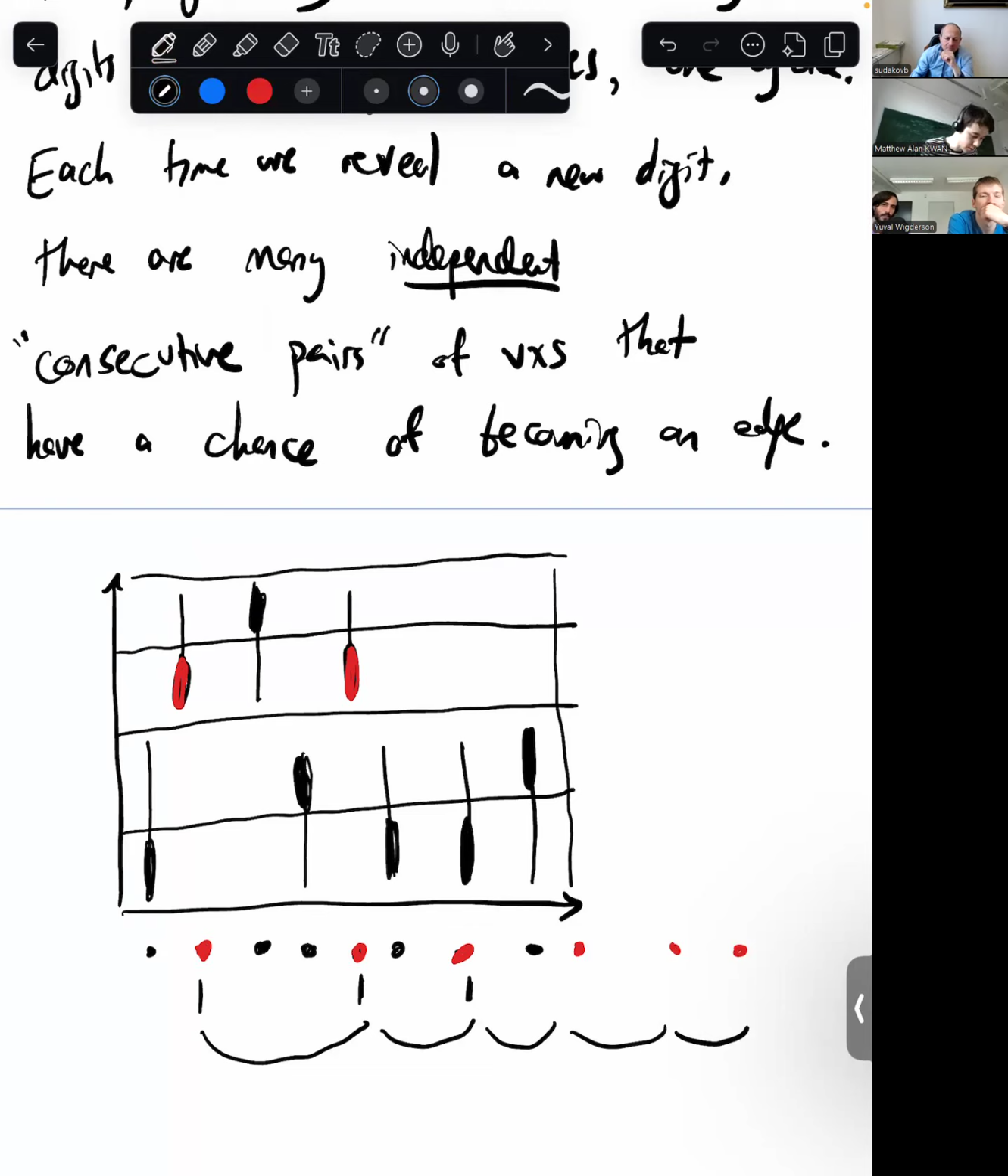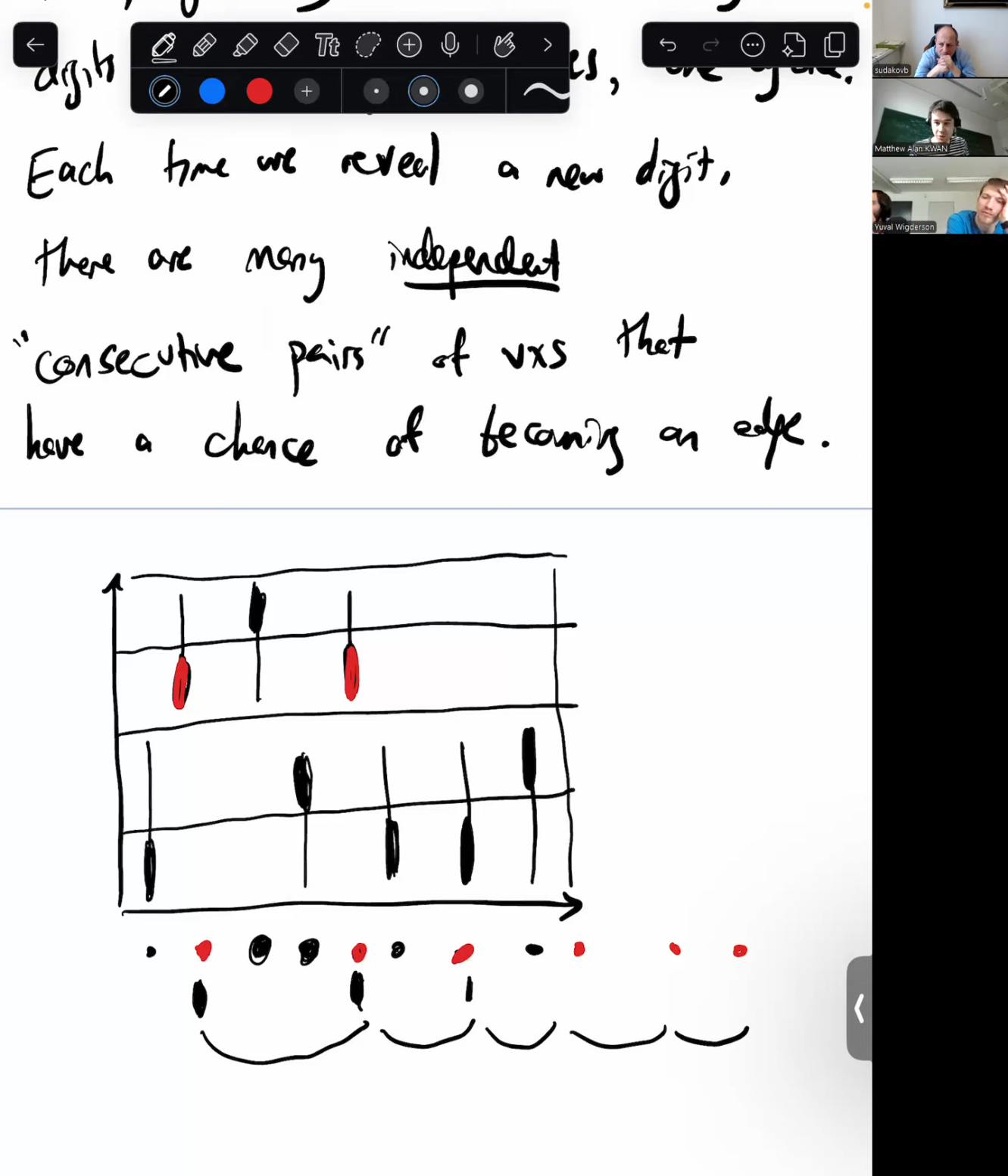So here, for this consecutive pair, I wish I had a laser pointer, this vertex and this vertex, if it had happened that these two vertices in between had got a different binary digit from these two red points, that would have made these two red points form an edge. So for two consecutive red vertices, there's a chance they form an edge in the next step. And this is true independently for each consecutive pair.